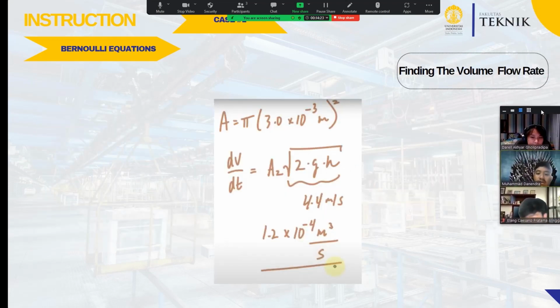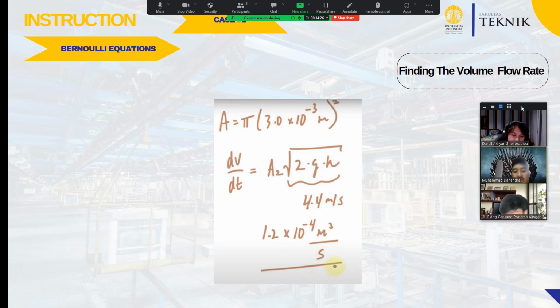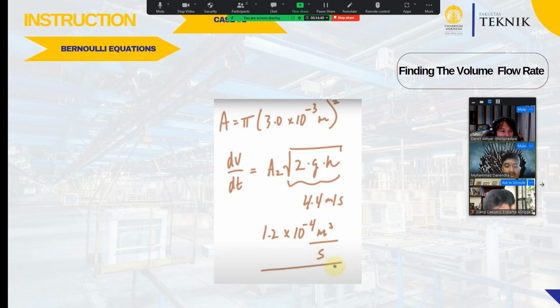Now we can find the volume flow rate by finding the area using A equal to pi times r squared, and then A is the same as derivative of V divided by derivative of t equal to A2 times the velocity using Torricelli's equation again. From that we find that the volume flow rate is 1.2 times 10 to the power of minus 4 cubic meters per second.